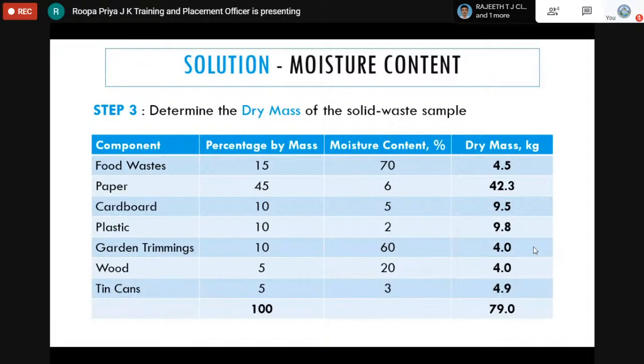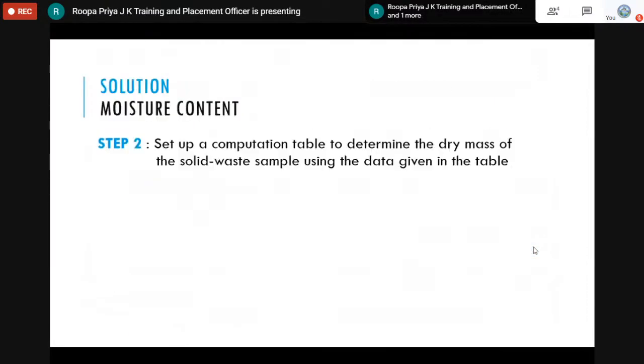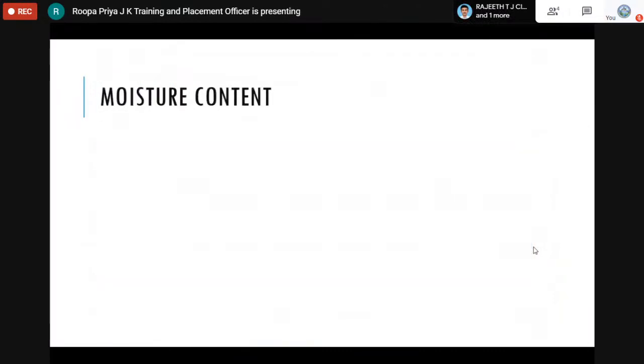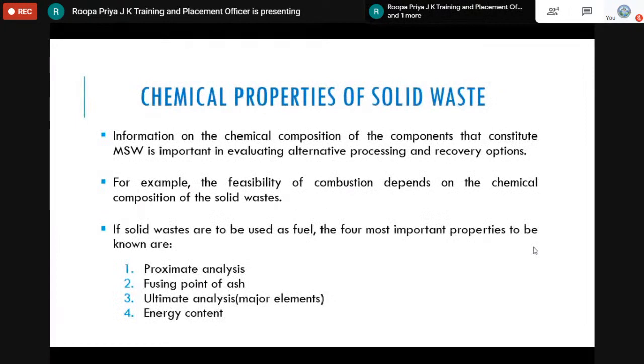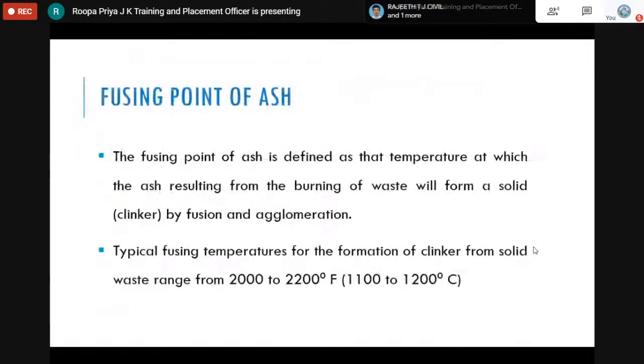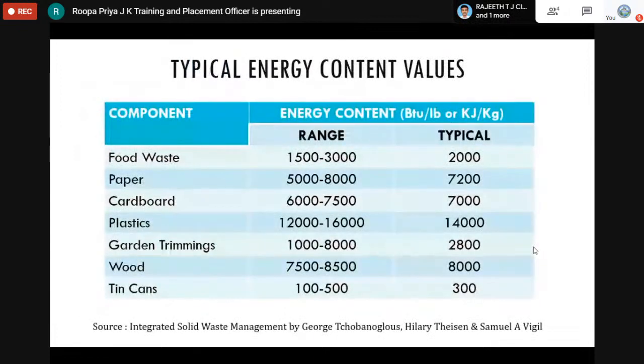So one was about the density. This is about the moisture content. Next, we also discussed the energy content. This is the chemical property. As I said, energy content is usually asked in all the question papers. So please concentrate on this. Here, calculation of the moisture content becomes important.